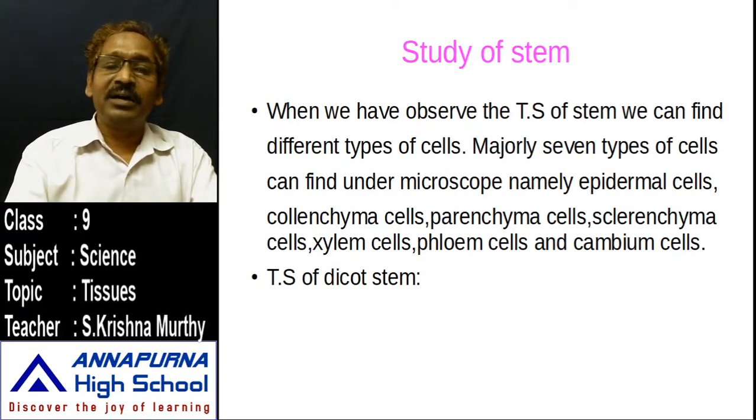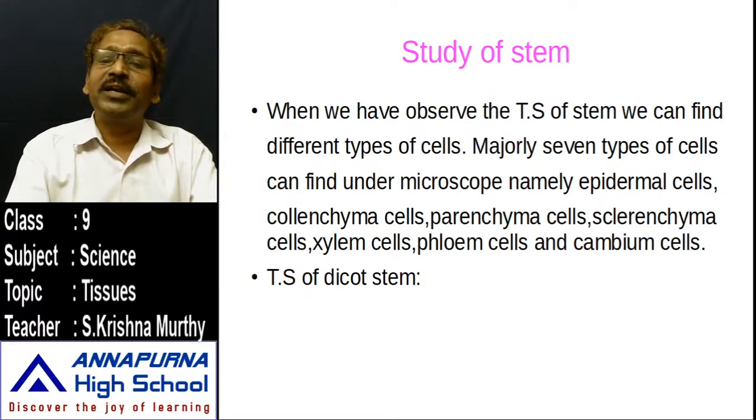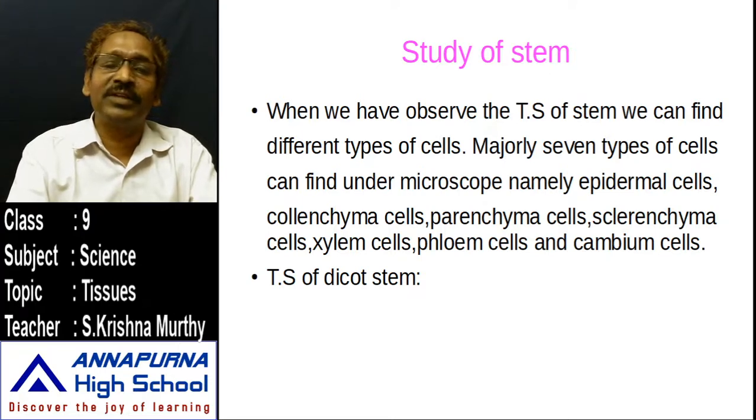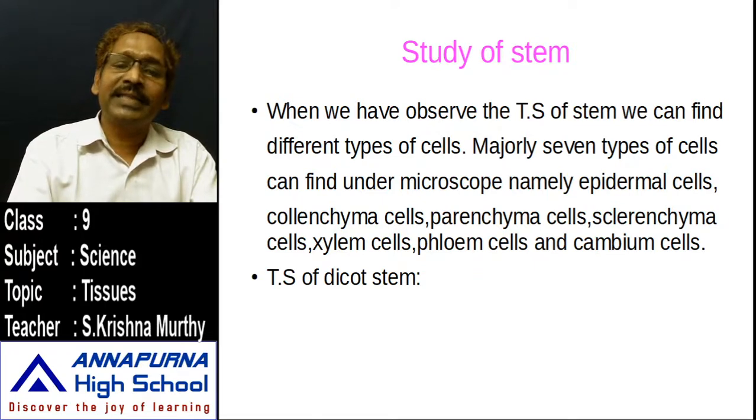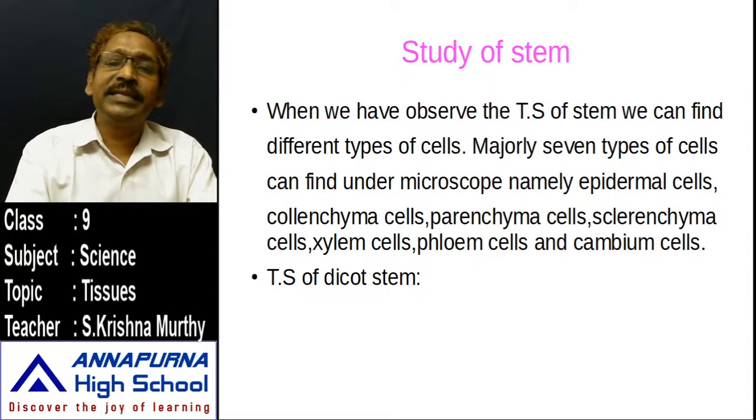When we observe a TS of a stem, we can find different kinds of parts inside the plant. Not only the stem: when we observe the leaf, the fruit, the root, each and every part contains different kinds of tissues. What are the different kinds of tissues present in each and every part of the plant? Previously we learned what simple permanent tissue and complex permanent tissue are. The simple permanent tissue contains parenchyma, collenchyma, sclerenchyma, and the complex permanent tissue contains xylem and phloem.